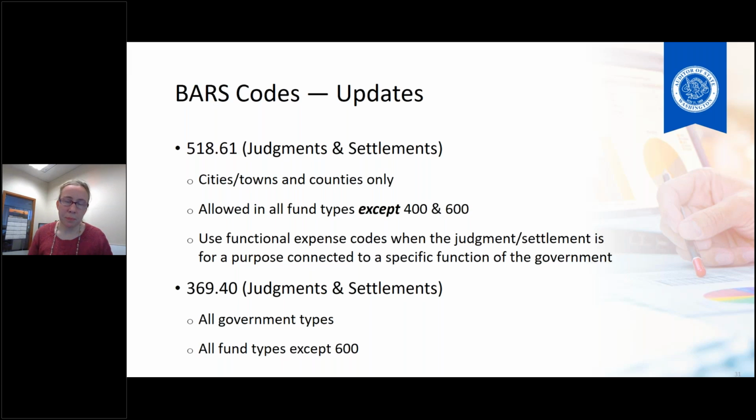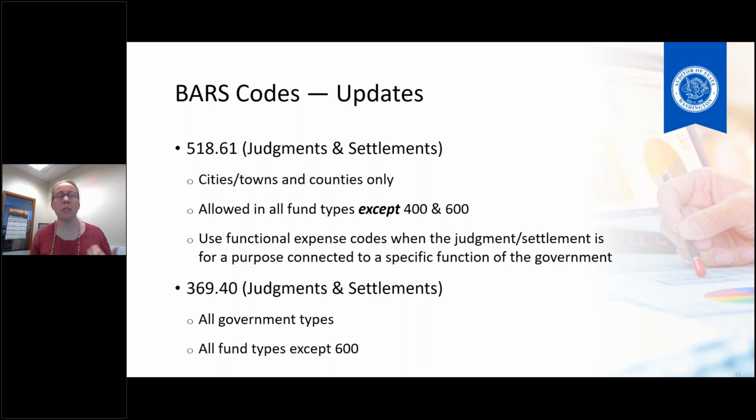Thank you, Kaylee. So let's start with 51861, which is our judgments and settlements. If you attended last year's BARS update, you heard us speak on this code. At that time, we stated that this code was available for proprietary funds. We should have been more specific. It's available for internal service funds. It is unavailable for enterprise and fiduciary funds, but is available for all other funds.